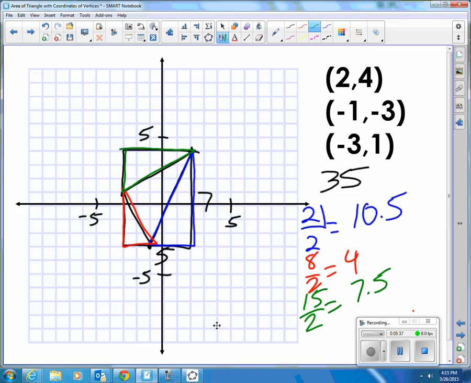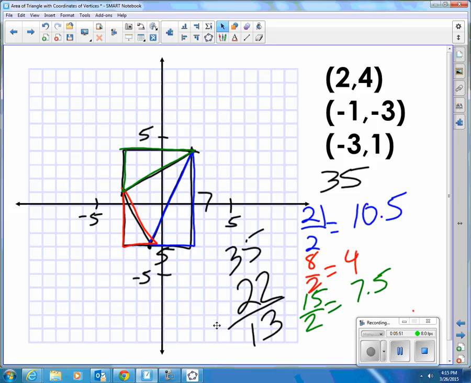So if I have an area of 22 for all the triangles, I subtract that from the 35, that gives me an area of 13. And that's what GeoGebra thought the area of that triangle was as well.